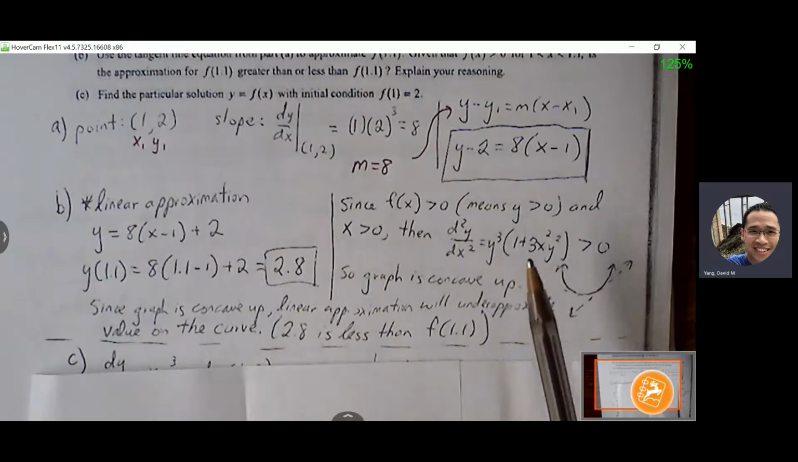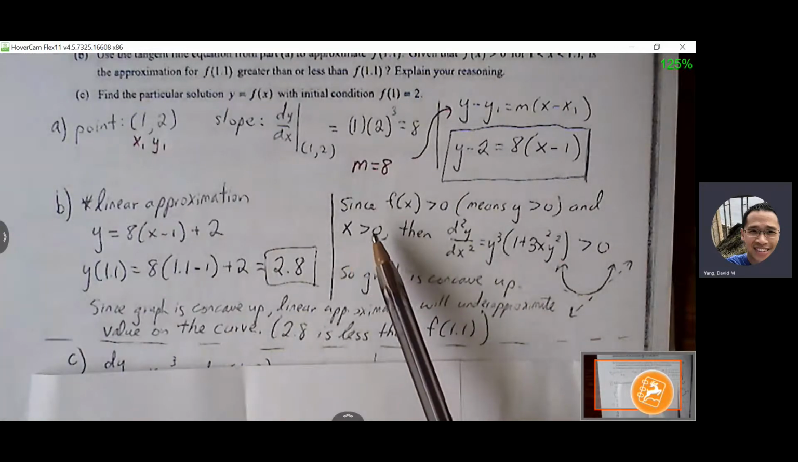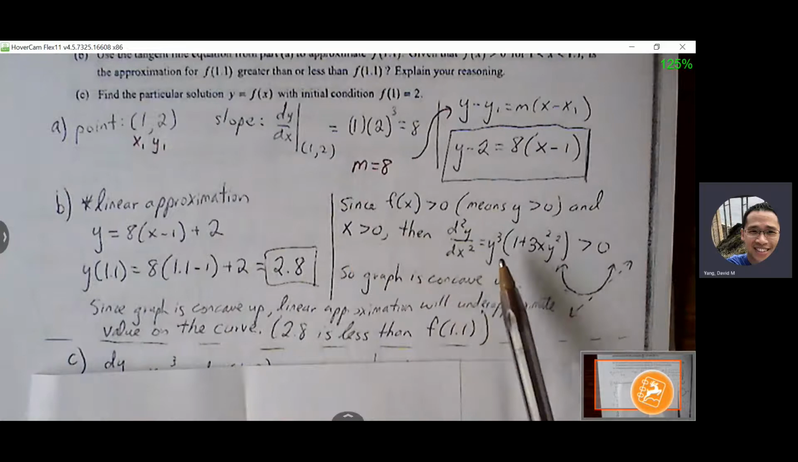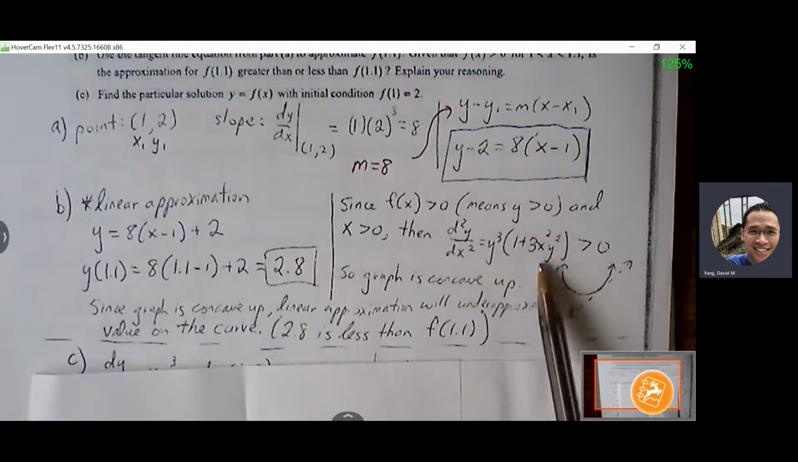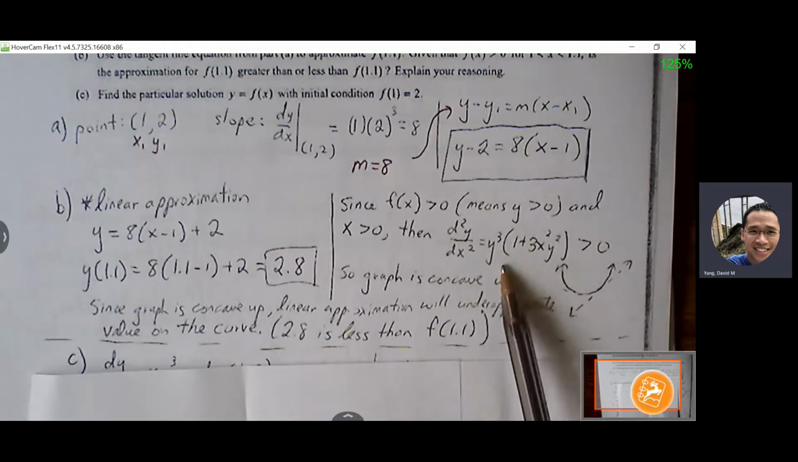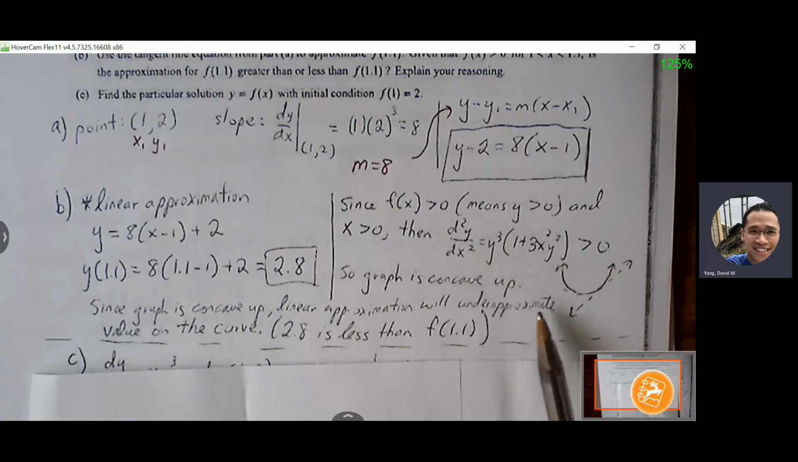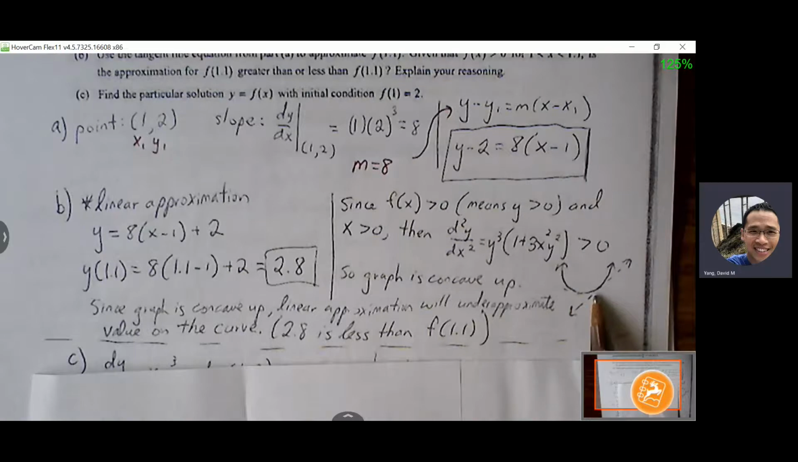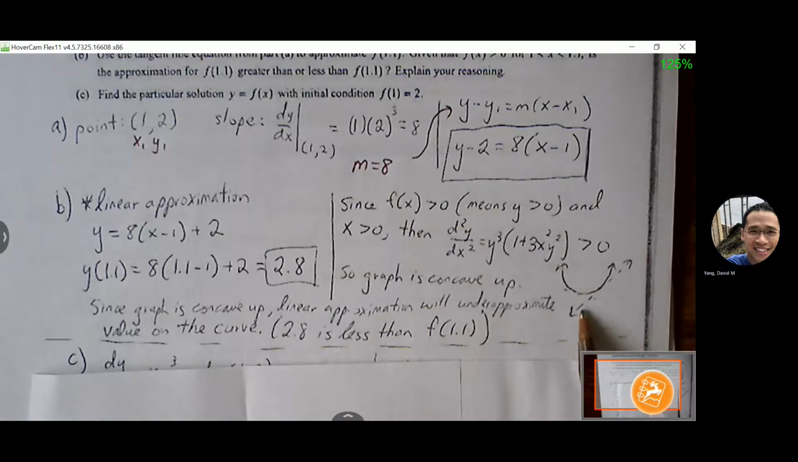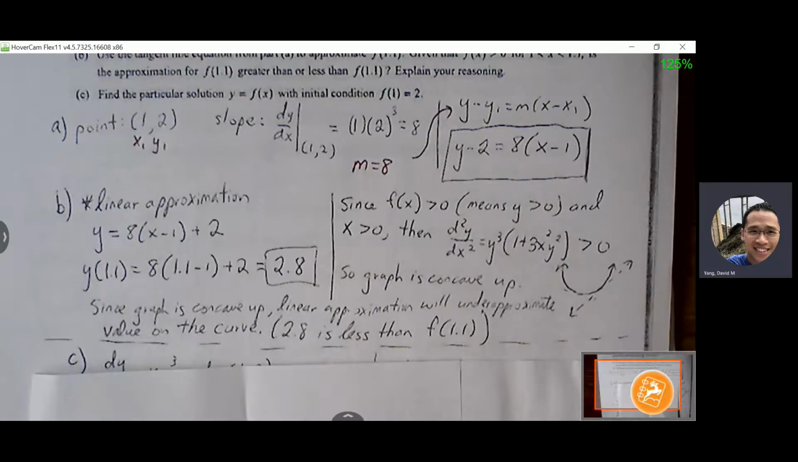Okay, so since y is greater than 0, and we're inserting a value that's between 1 and 1.1, we don't have to know what the value is, but we do know that if everything is positive, this has no chance of being negative. So if my second derivative is positive, that means my graph is going to display concave up. If it's concave up, then any tangent line that I put to that curve is going to sit below the curve. Any line that sits below the curve is going to do the job of under approximating the actual value of that curve.